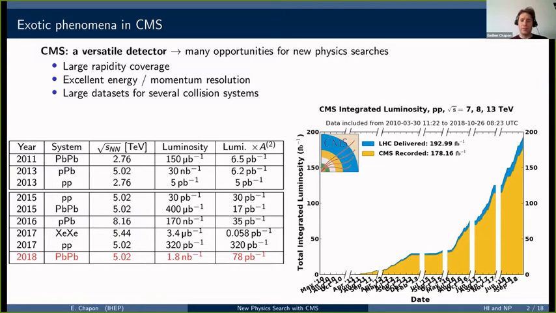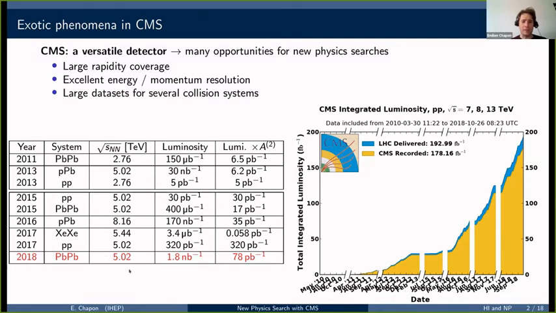Okay, I'll start with a very generic first slide. Of course, CMS is a versatile detector, so we have many opportunities for new physics searches, thanks to the rather large rapidity coverage and excellent energy and momentum resolution, and also large data sets for several collision systems. On the left, I put a table with the heavy ion data sets that we have in CMS.